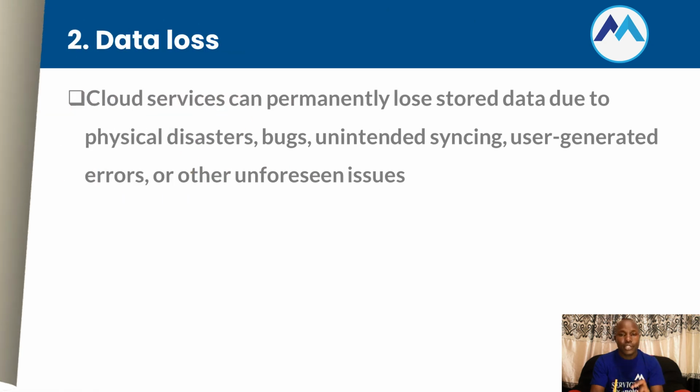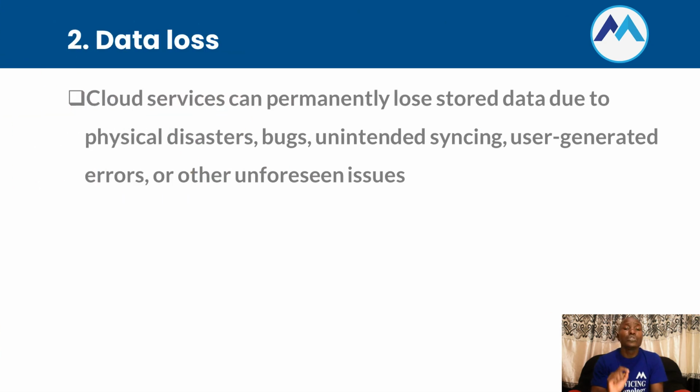Number 2 is data loss. Just like with physically owned or managed devices, cloud services can permanently lose stored data due to physical disaster, bugs, unattended syncing, user-generated errors, or other unforeseen issues. When implementing cloud services, find out what backup service the provider offers, and be aware that this may not be automatically or fully provided. You may also choose to run backups yourself.